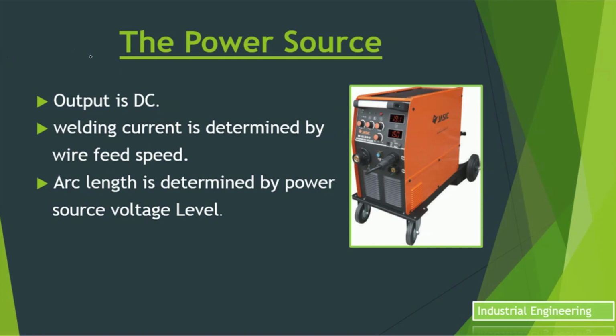Let's discuss the power source. The power source converts the main power supply to usable welding supply, which is direct current. Welding current is determined by the wire speed, so if you change the wire speed, the welding current also changes. The arc length is determined by the power source voltage level. It means when you change the voltage, the arc length also changes.